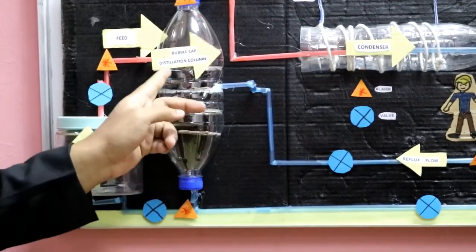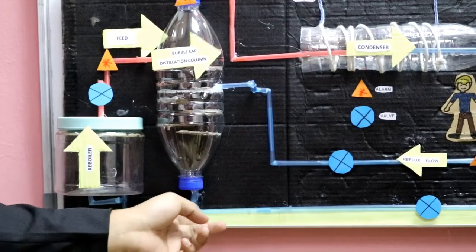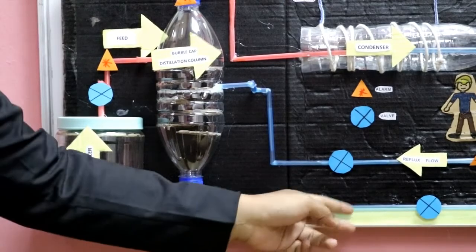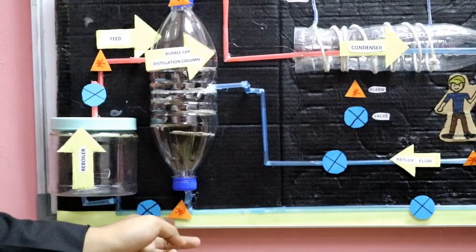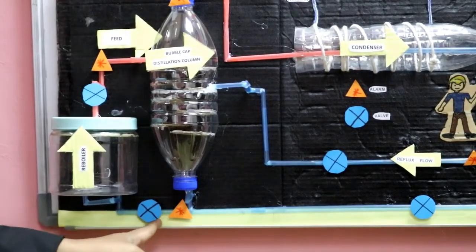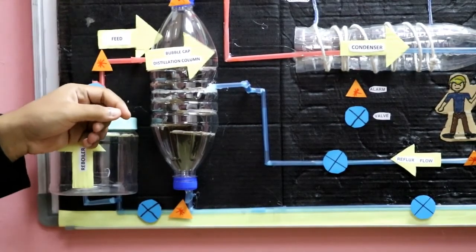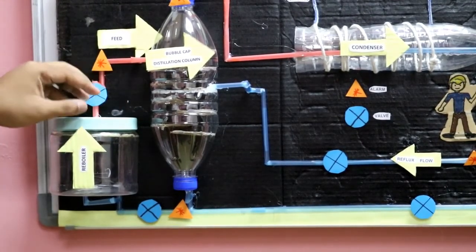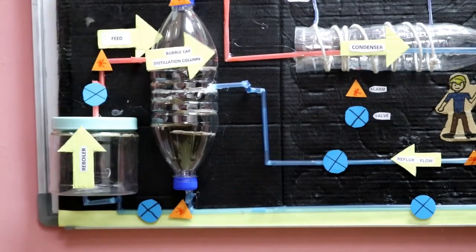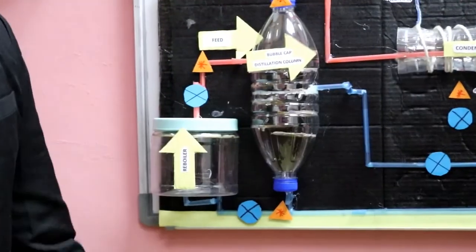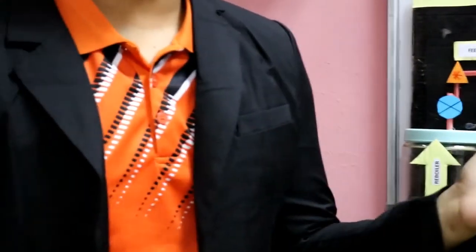At the lower part of the bubble cap distillation column, we get another product, which is the bottom product, and some of the bottom product goes to the boiler to reheat and enter back into the bubble cap distillation column, and the cycle of the distillation column continues.